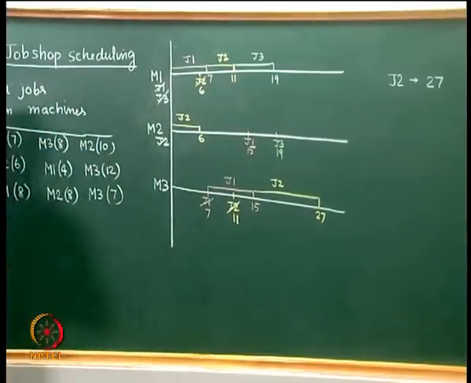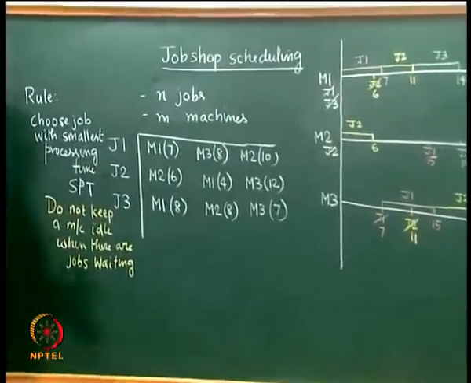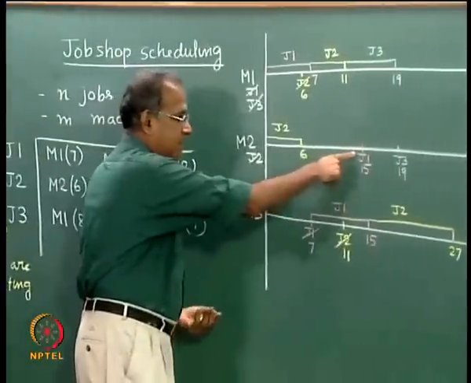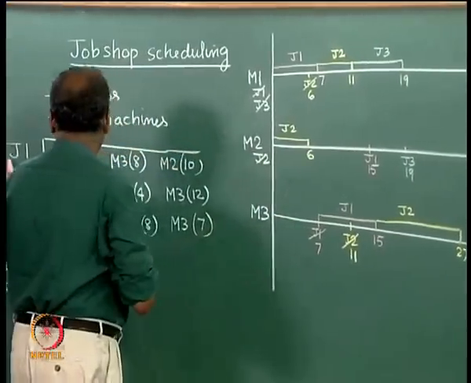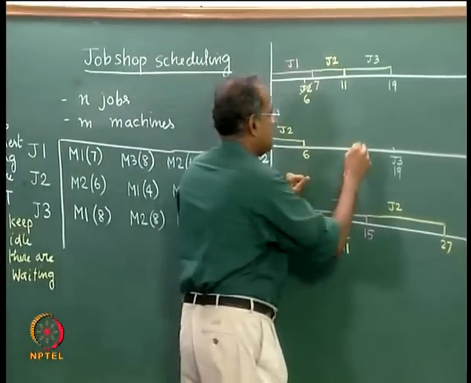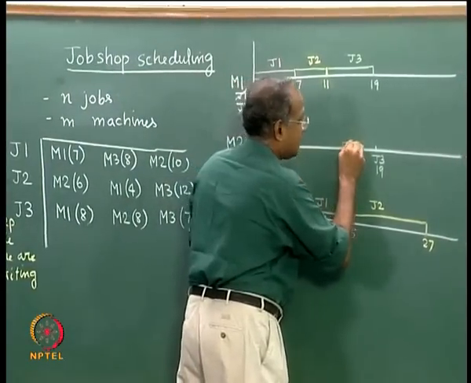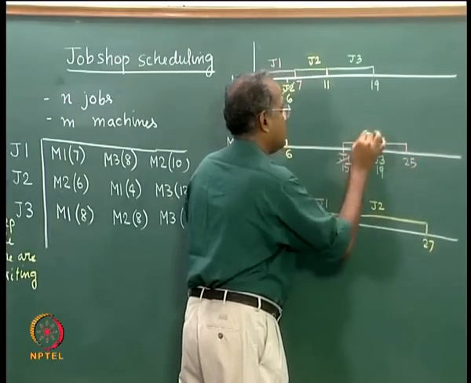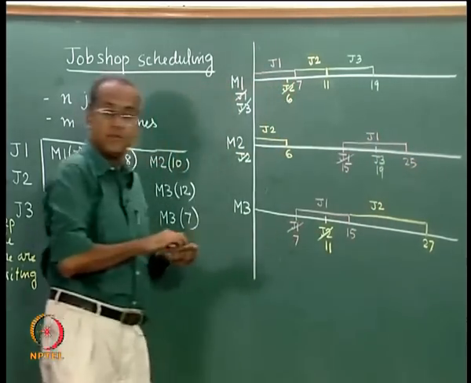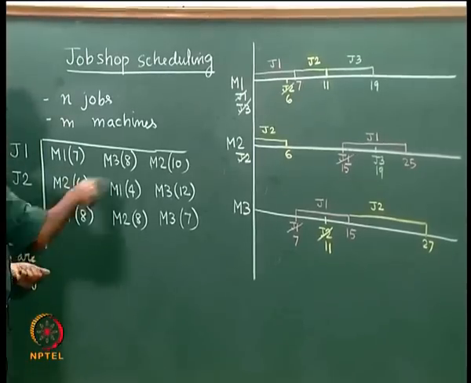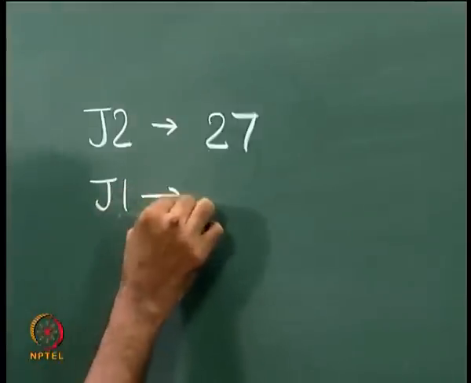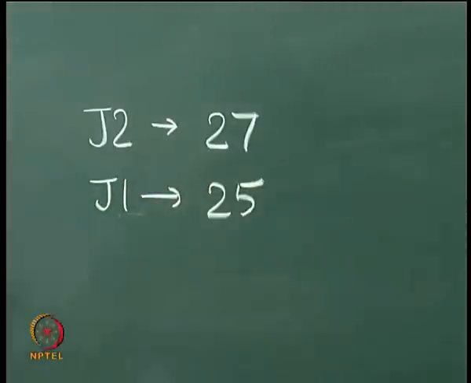Because we follow this rule that we will not keep a machine idle waiting for something to happen. So, at this point we will take J1. So, J1 on M2 is another 10. So, 15 plus 10, 25. J1 has completed processing on M2 at 25. So, J1 finishes at 25.